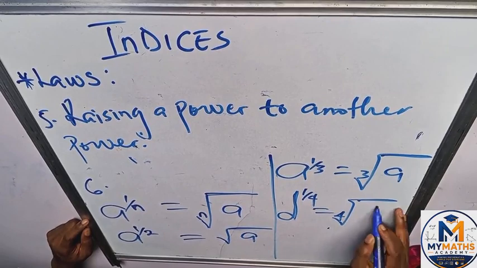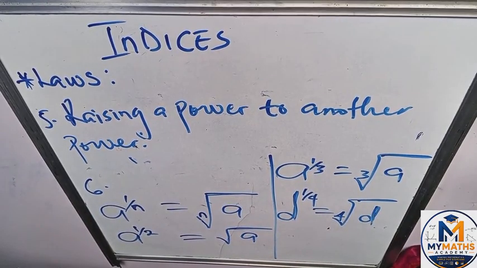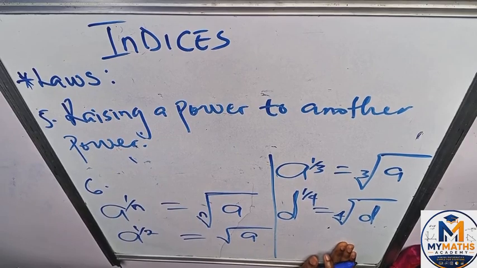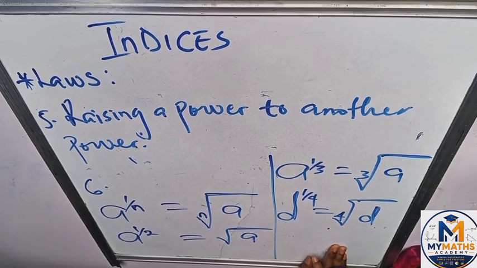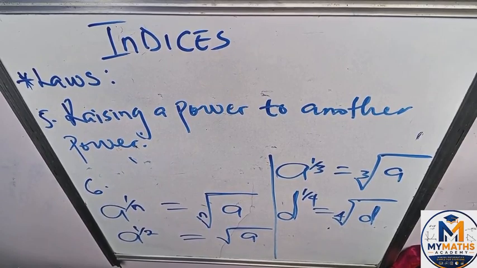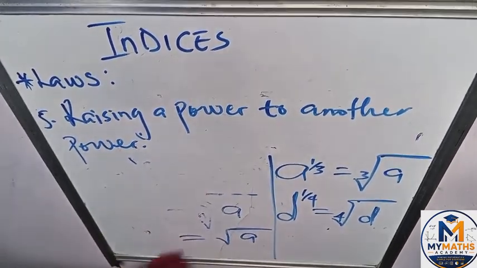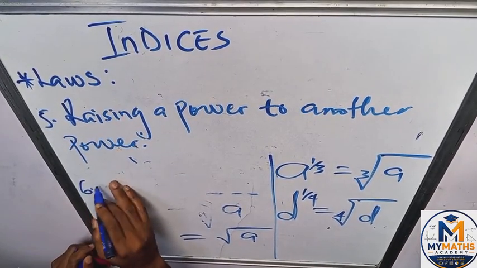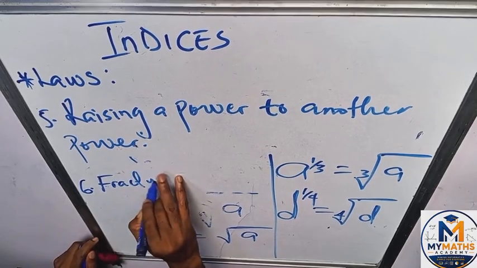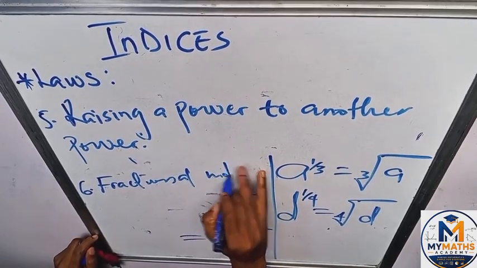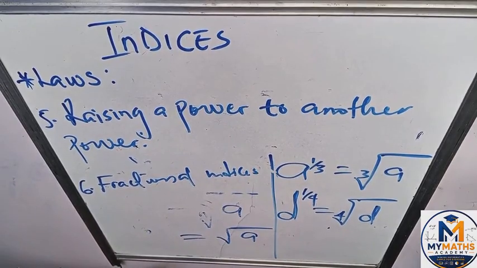4 roots of what? Of d. Are we clear? This is just the rule. And this particular one, when you have a fractional, we normally call this one fractional indices. This kind of indices is what we call the fractional indices. Okay, so that's it. So suppose I have another one. I will group this number 6 with the fractional indices, depending on how you want to call it. Are you clear? So this is what it means.